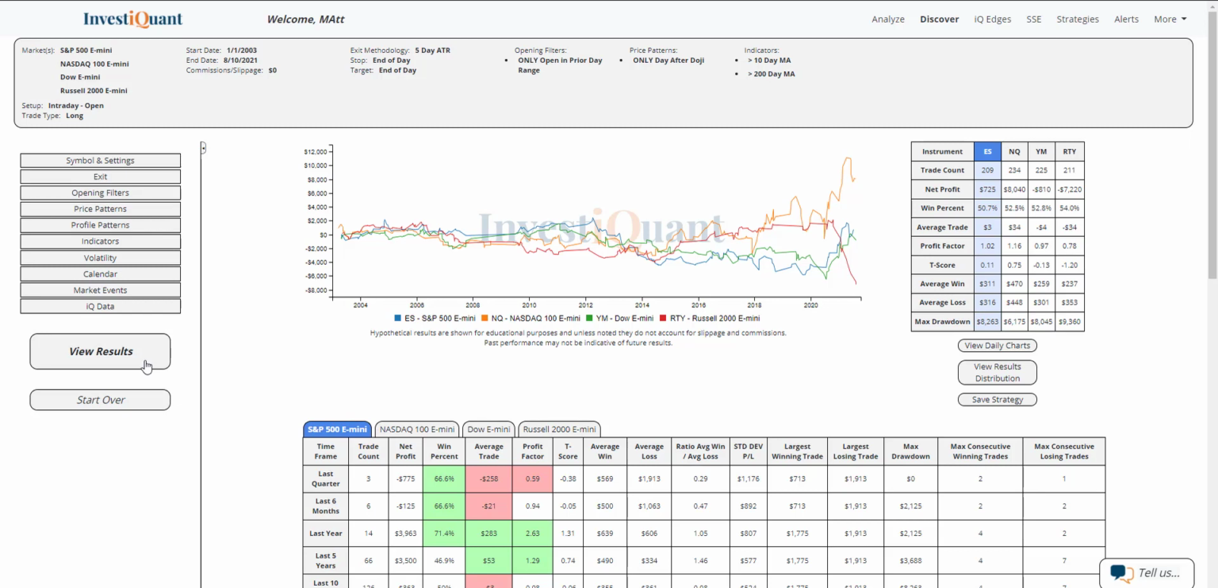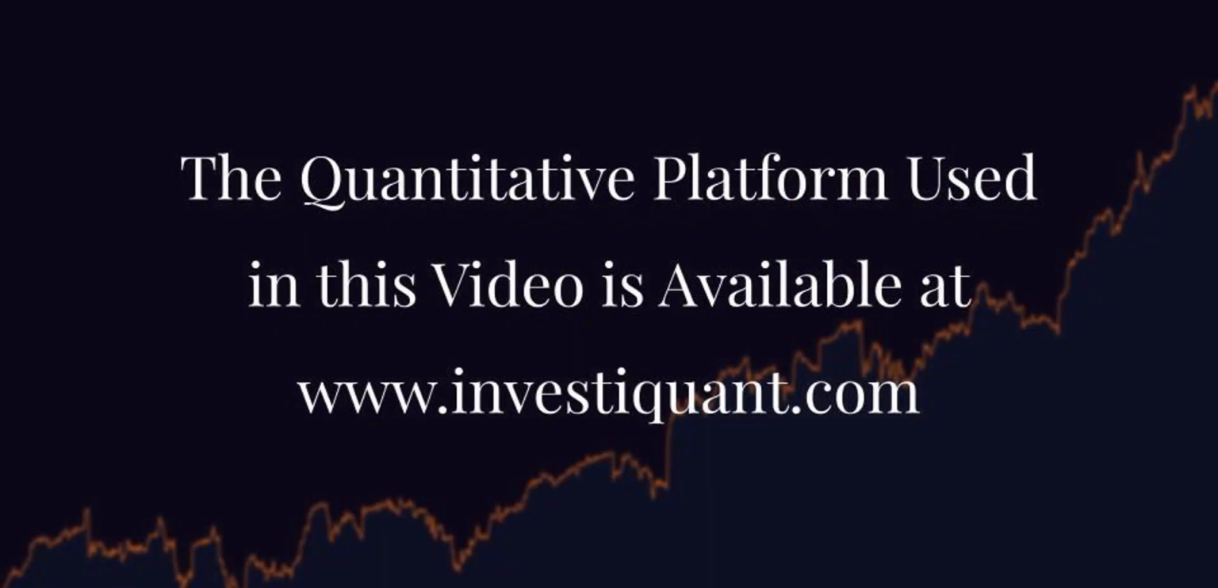So doji is usually known as a day of indecision, and then it looks like it's being followed up by very mixed results, perhaps more indecision still taking place the following day.